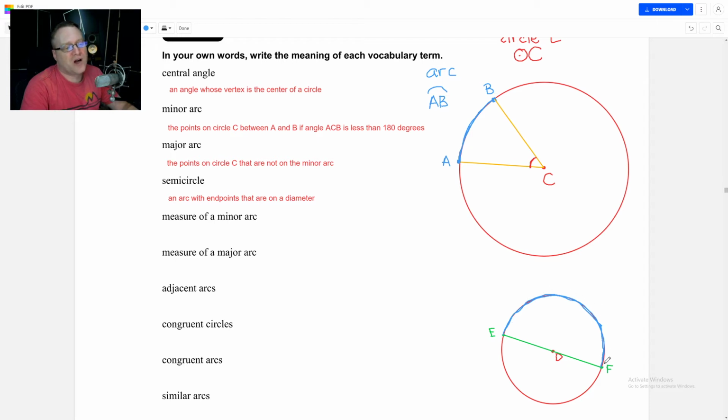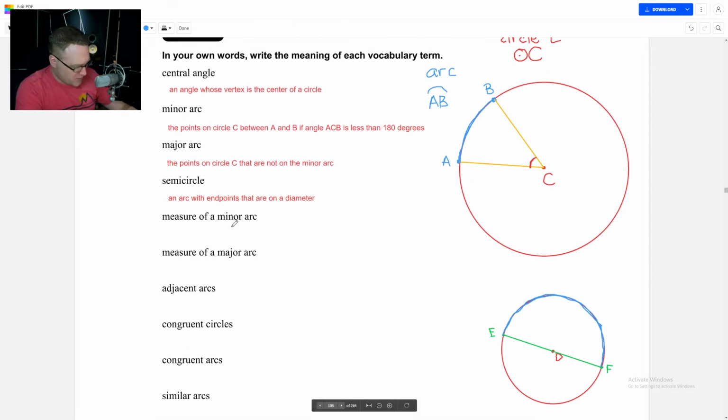All right, this arc is a semicircle because the endpoints are on a diameter. So it cuts half of the circle. Remember the word semi, semi means half. So this is a semicircle. It's half of a circle. This blue arc is a semicircle.